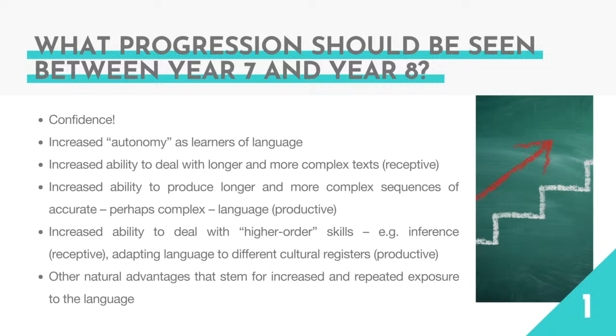They should also become more open, really, to taking risks with or being creative with language. In receptive terms, we hope that during this period they won't be fazed, or will be less fazed, by longer or more complex texts, including those that require them to use a degree of inference. They might also demonstrate increased autonomy as learners of language as well. And this could take a number of forms.